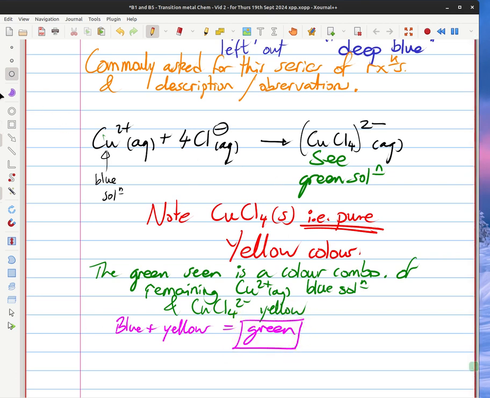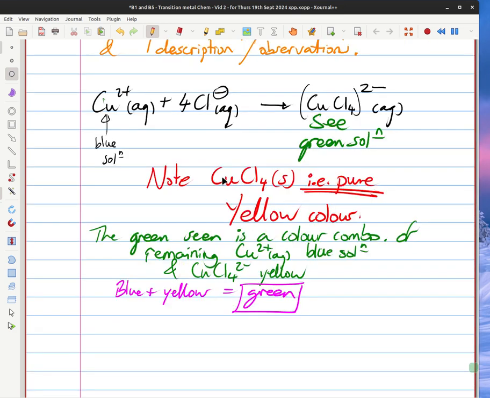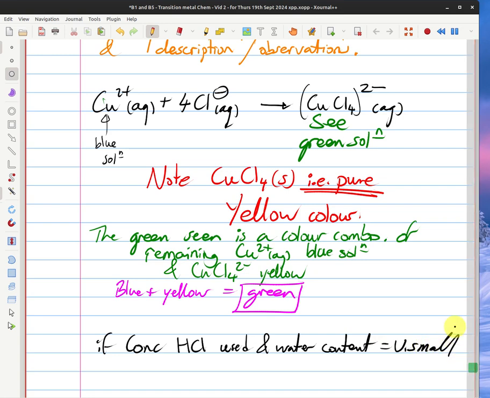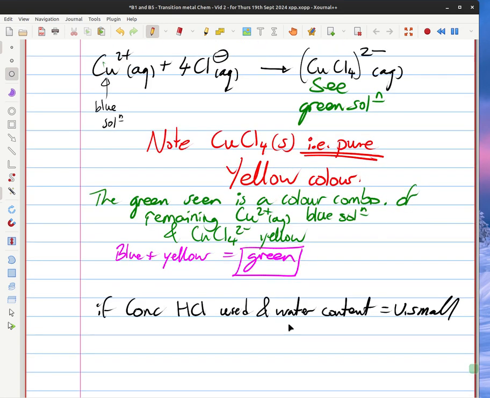If we change the condition to using concentrated HCl, which of course contains loads and loads of Cl minus ions, so if conc HCl is used and the water in the whole mixture is very low, then we will begin to see this yellow color dominate. It will go from a kind of greenish color and it will gradually get more and more yellow as you add more conc HCl.